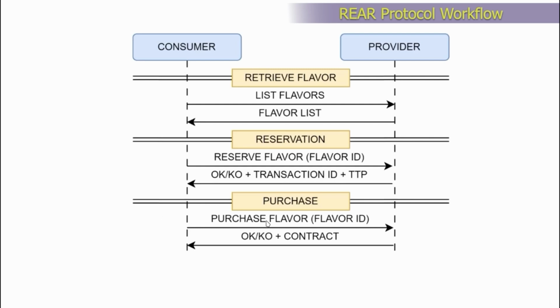If the provider successfully receives this message, it will draft a contract which will contain all the claims of the negotiation. The REAR protocol terminates once the consumer receives this contract object created by the provider.